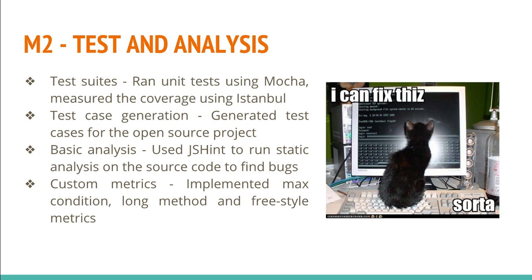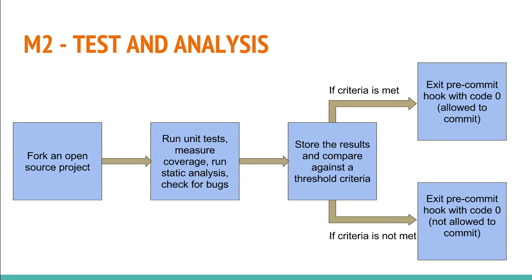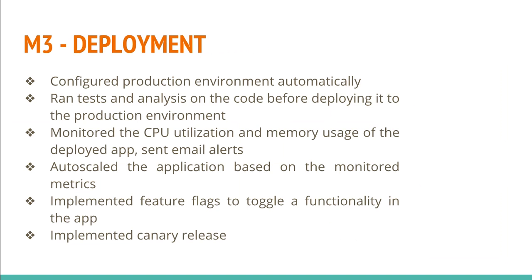Milestone 2 was for testing and analysis component of the production pipeline. Here we fork an open source project. In our case, we used Coop and ran tests on it. We generated test cases and ran unit tests using Mocha and then measured the code coverage using Istanbul. We used JSHint for basic analysis and bug finding. Apart from these, we also added a few custom metrics. The results were compared against the threshold criteria. If the criteria is met, then commit was allowed to be made, otherwise the commit was failed.